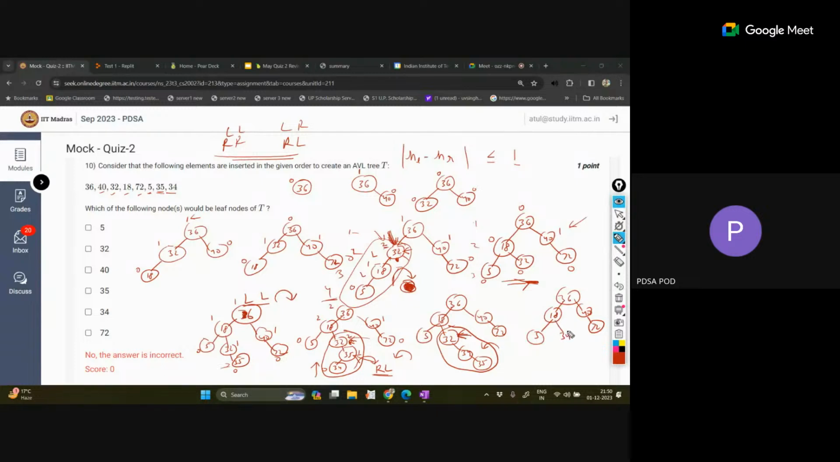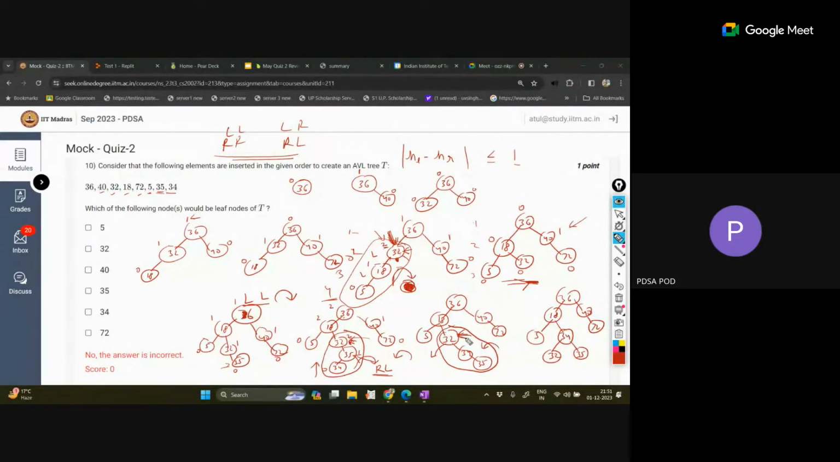How can we decide clockwise or anti-clockwise? This is the rule of the AVL tree. Because of that, I am saying just watch the week 7 lectures, where we discussed all 4 types of rotations. You have to remember in which case which rotation is required. So this 34 will move to this 32 position, and this will shift to this side. So this 32 will come here, and 35 will be added here.